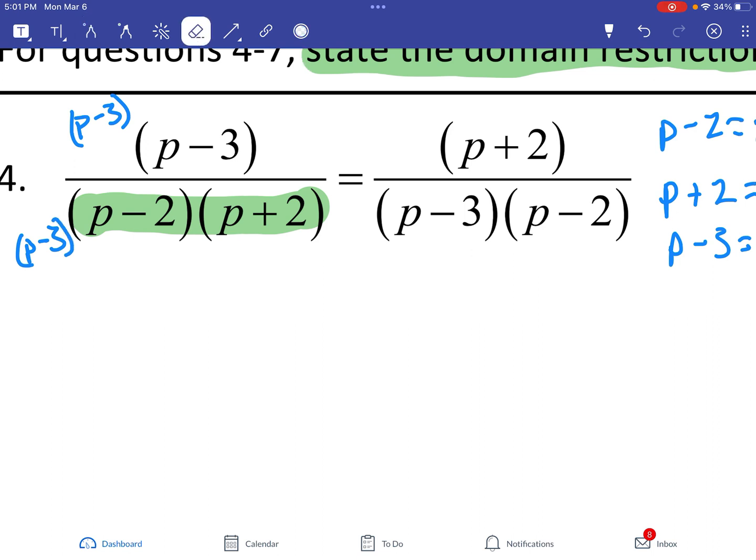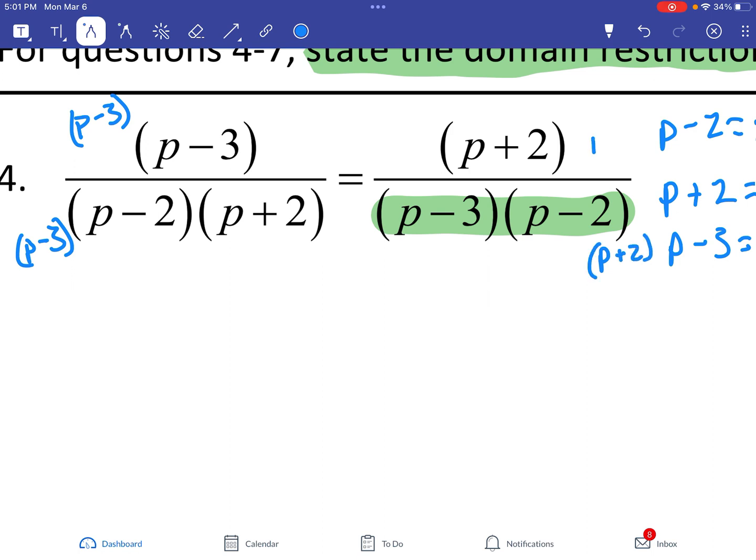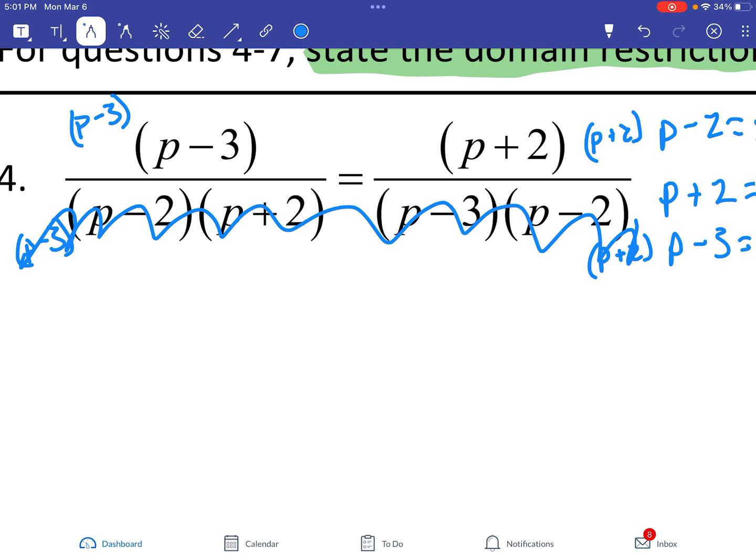Now on the right side, we do the opposite. What does this have, or sorry, what is the other side missing that that side has? This has p minus 3, p minus 2. It is missing a p plus 2. The top and the bottom. Okay, now we can see that both our denominators share the same terms. They both have a p minus 3, they both have a p minus 2, they both have a p plus 2. Now that they are both the same, we can get rid of them.